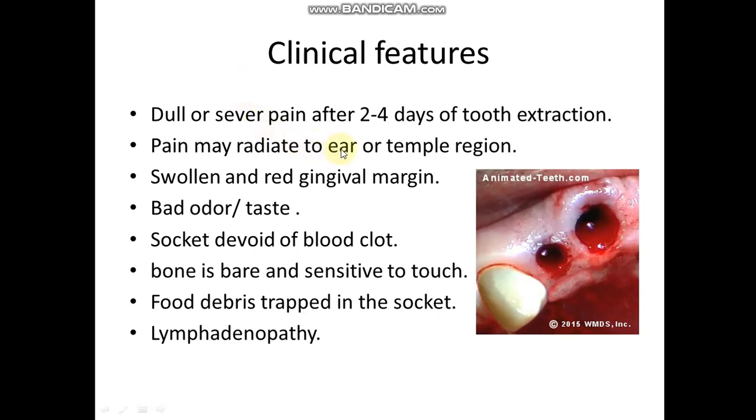Pain may radiate to the ear or temporal region. There is swollen and red gingival margin because there is inflammation, and bad odor or taste. This is because of the fragmentation of the food debris impacted or trapped in the socket. The socket is devoid of blood clot, and the bone is bare and sensitive to touch. This is because of exposure of the nerve endings. There is also enlargement of localized lymph nodes, or what we call lymphadenopathy.